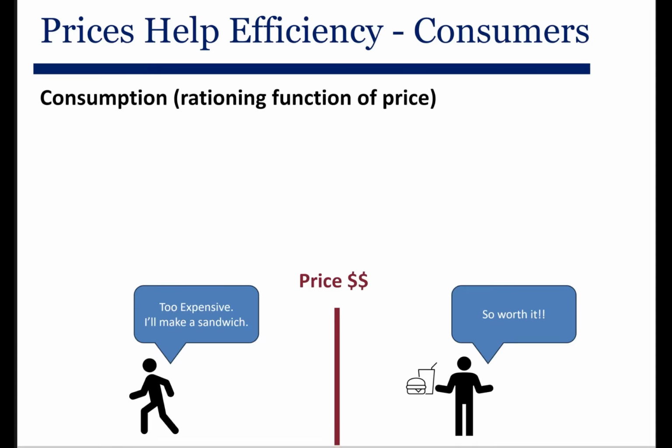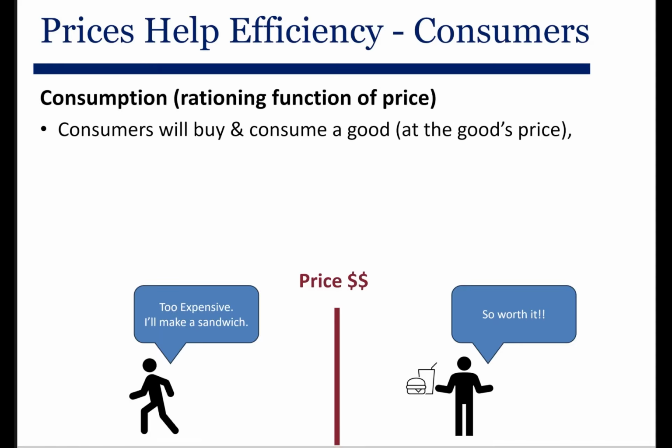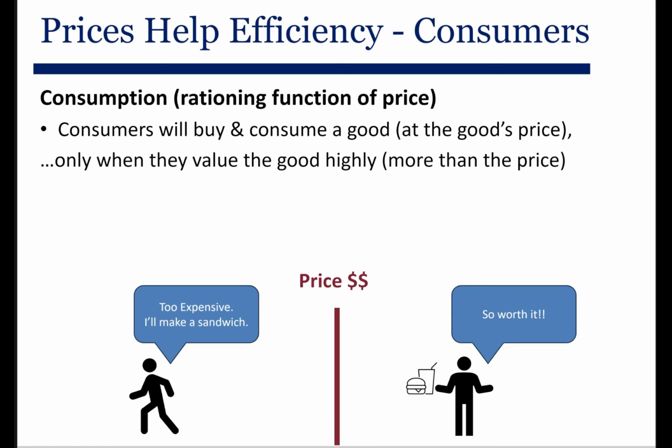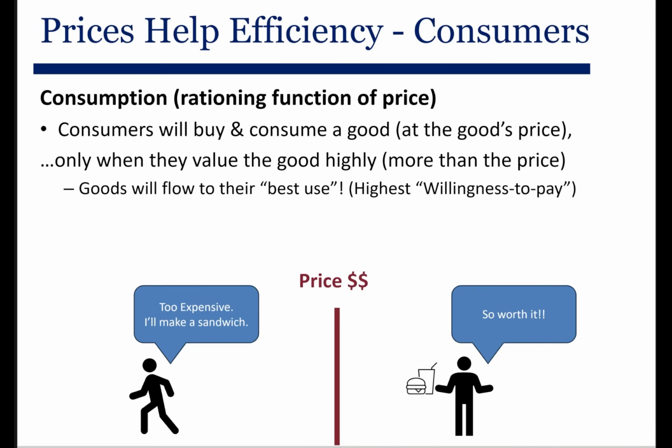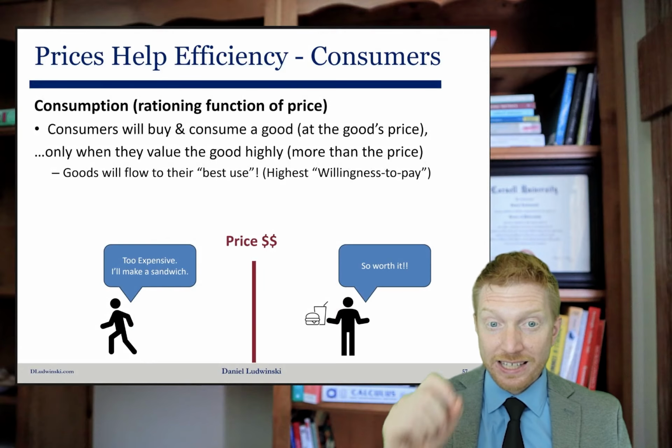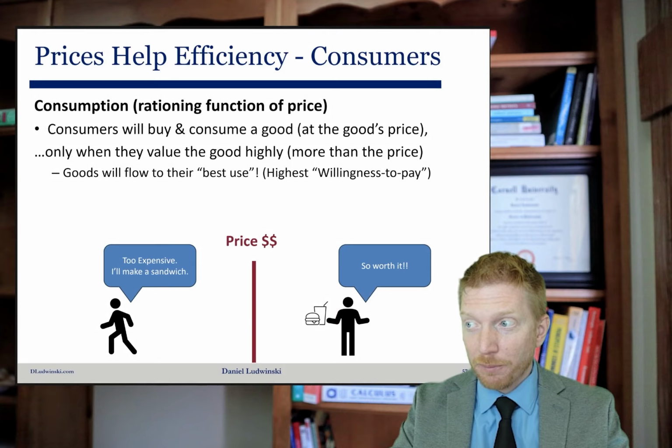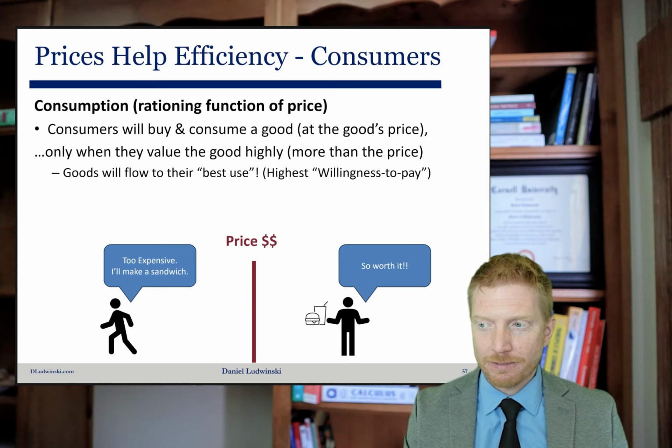This is the rationing function of prices. The idea that consumers will buy and consume the good at the good's price only when they value that good more highly, right? Higher than price. This means that goods flow to the people that need them the most, that want them the most, the best use. However, I want to give a caveat to this. This again is conflating ability and willingness to pay.